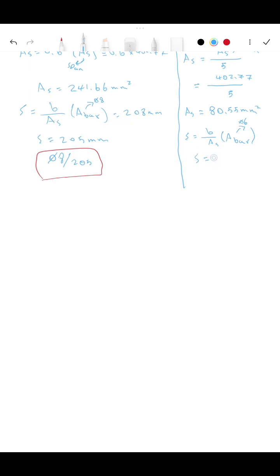So the space is 351 millimeter. Here the space shouldn't be bigger than 300; the maximum is 300 millimeter. It shouldn't be more than 300 millimeter, so I will use S equals 300 millimeter. So the answer is phi 6 divided by 300 millimeter, and here we are done.